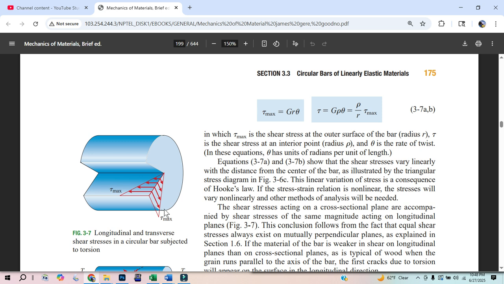Once we see tau, we know that we are dealing with material sliding past each other. So it's not getting crunched, it's not getting compressed or tensioned. Two pieces of material are sliding past each other.